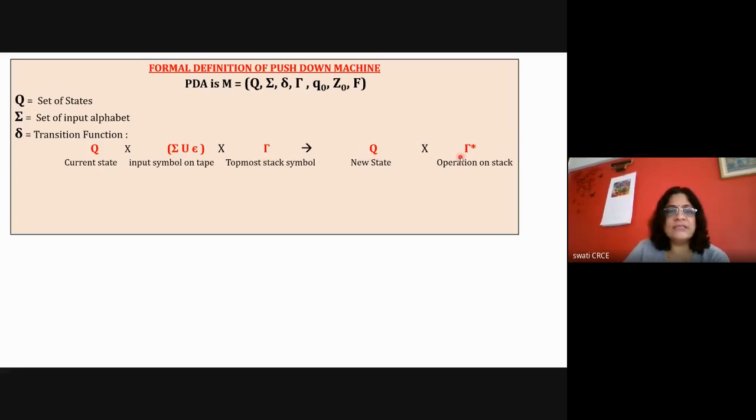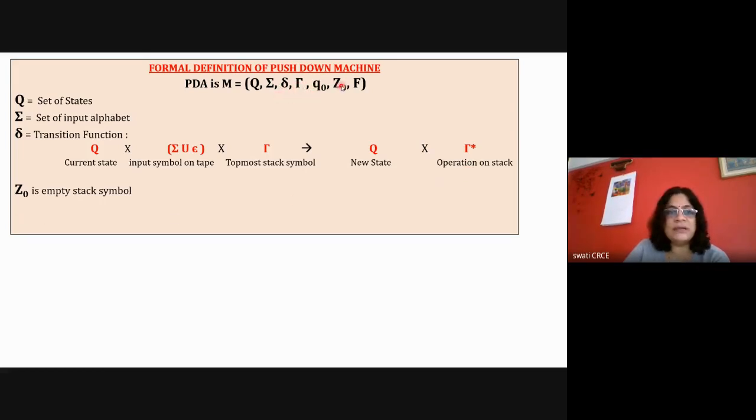Okay, so this is very easy to remember. If you remember the diagram, it is a combination of 3 elements: the current state Q, the symbol on the input tape, which can be a blank symbol also. Blank can be represented as capital B or epsilon. So it can be an input symbol on the tape, with the top of the stack. You get the new state and the operation done on the stack, and the operation can be push, pop or no operation. So this is about delta.